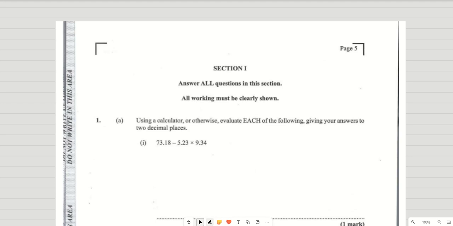So today we are going to do the May/June 2018, Paper 2, Number 1, right? Let's just make the sticker.